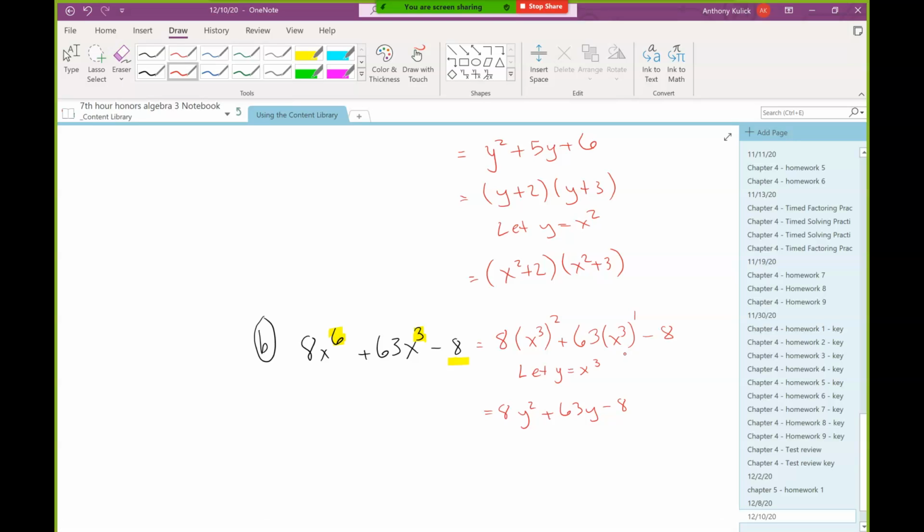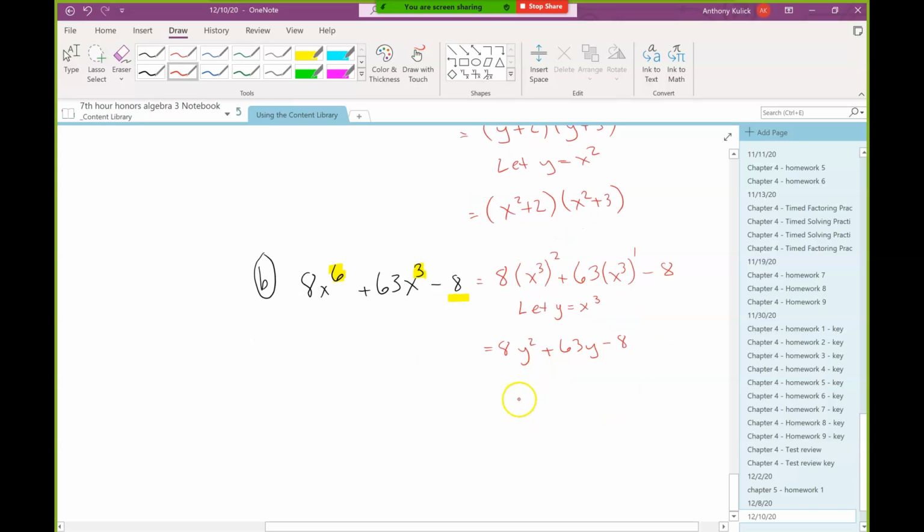So how do I factor something like 8y squared plus 63y minus 8? Notice that my leading coefficient isn't 1, so I can't use one of my shortcuts here. I'm going to need to find the two numbers that multiply to give me 8 times negative 8 and add to give me 63. So hopefully it's not hard to see that's going to be 64 and negative 1.